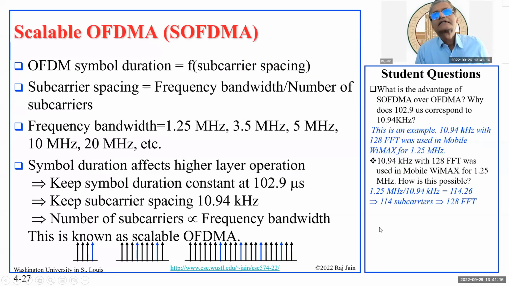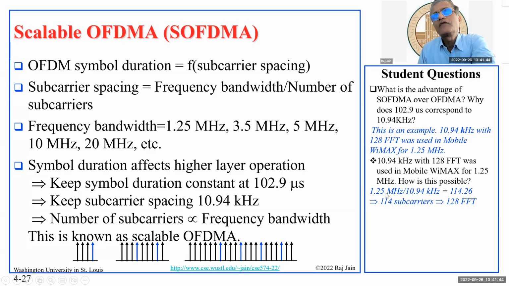All right, 26, there is one here. 19.4 kilohertz with 128 FFT was used in mobile WiMAX for 1.25 megahertz. He's just restating the question here. That 19 was used in 1.25 mega. Okay. How is that possible?